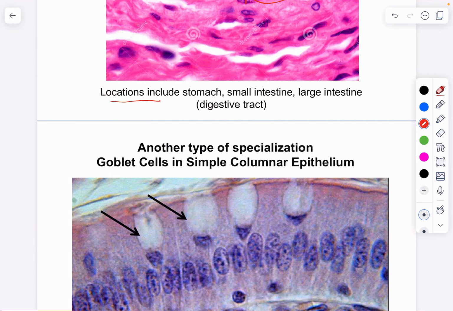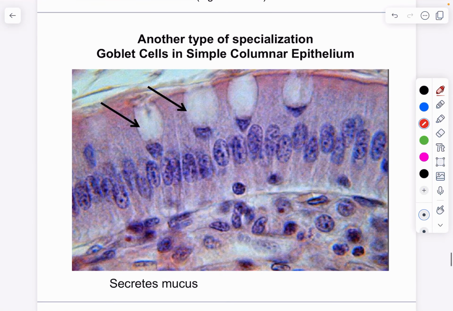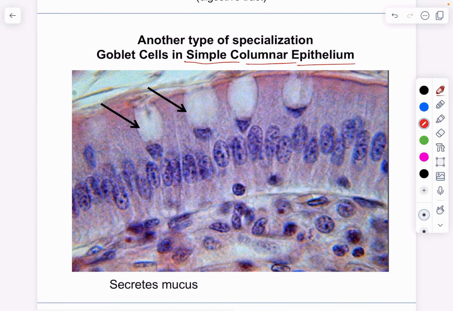All right, another specialization that you can get in simple columnar epithelial cells sometimes, so you can see the cells here, right? Let me outline them. So those are the simple columnar epithelial cells. Occasionally, what you will find are something called goblet cells. And that's what you're seeing here, because they look like a little goblet glass. Okay? And what these cells do is they secrete mucus.